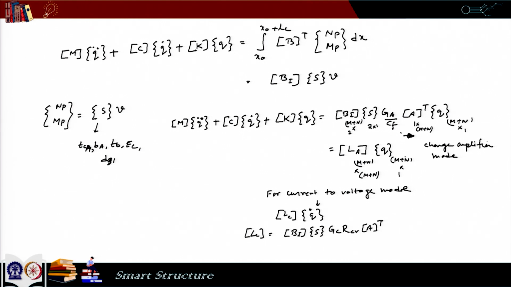So, we can see depending on the control strategy, whether we use charge amplifier mode or current to voltage mode, we have Q or Q dot here, and the gains are decided depending on, it is a matter of control system. So, we used various techniques, various optimizations to find out the optimal gain, so that this entire system can be controlled.